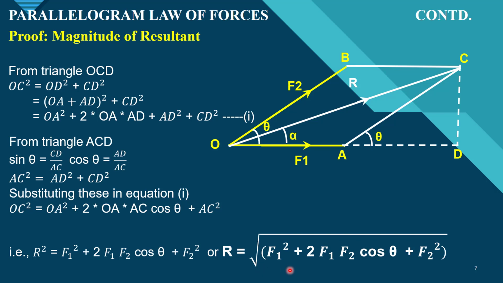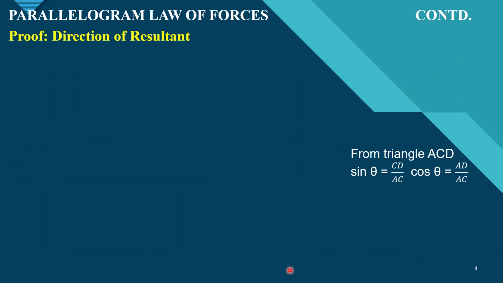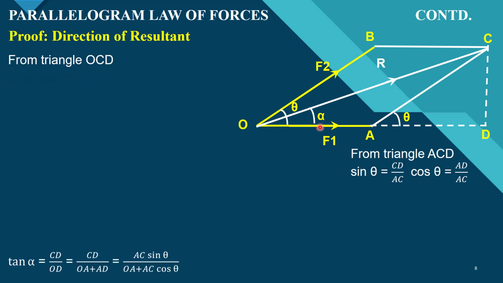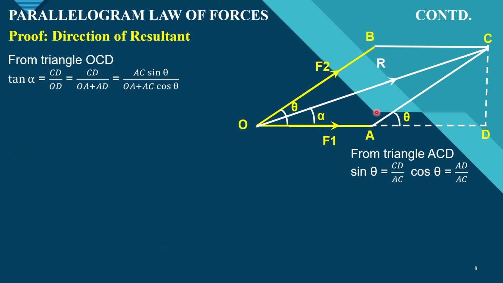Now how will you find out the direction of the resultant force? For that also we will consider the same figure, and we will consider the triangle OCD. We need to find out the value of alpha. From that triangle, what is tan alpha? Tan alpha is equal to opposite side by adjacent side, right? That is CD by OD. Now what is OD?